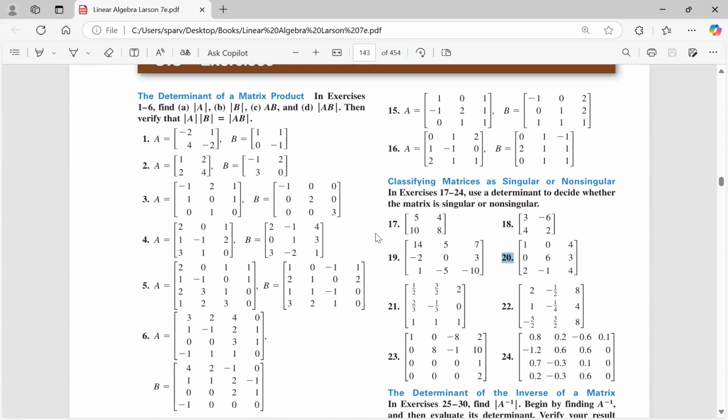In number 20, the question reads, use a determinant to decide whether the matrix is singular or non-singular. So in number 20, the matrix is, call it A. What do you think we have to do, folks, being in the section on determinants, to determine whether this matrix is singular or not? Whether the determinant is 0 or not. Perfect. Thank you very much. Exactly, indeed. So let's find the determinant of this matrix.